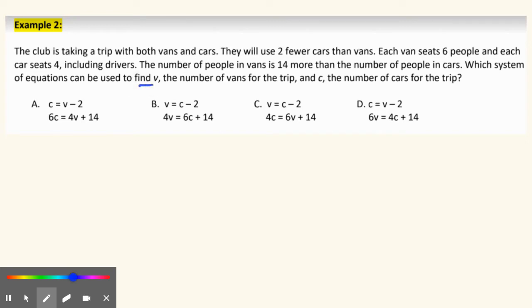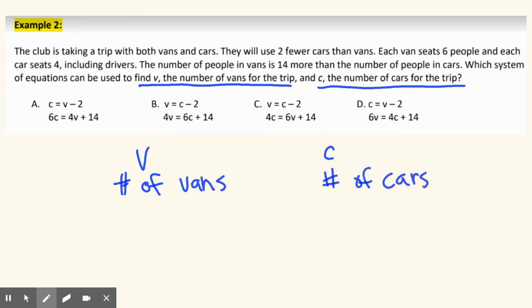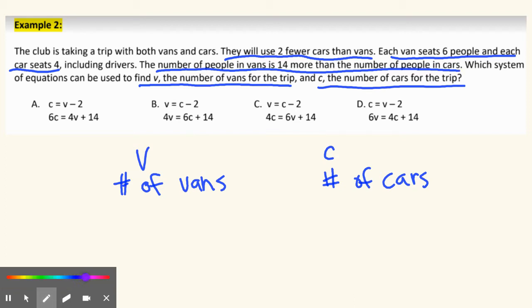So first thing we're going to do is to annotate our text. Here we know that V represents the number of vans that were taken on this trip, and C is going to represent the number of cars that were also taken on this trip. We know that they will use 2 fewer cars than vans, and that 6 people can be seated in a van and 4 in a car, and then the number of people in vans is 14 more than the number of people in cars. Again, it sounds a little bit confusing, but let's work through this.